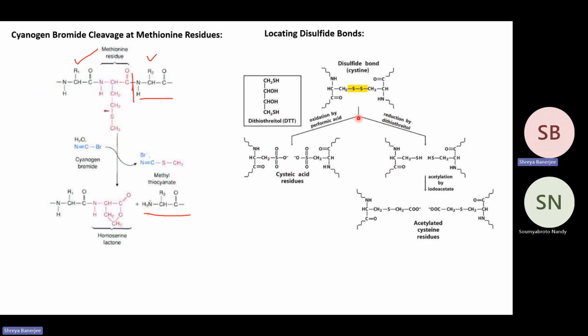Or you can reduce the disulfide bond by dithiothreitol, and again the protein will be cleaved wherever there is a disulfide bond to form 2 SH residues, and then further reactions can be done. So these are different methods of cleaving the protein. One is cleaving them after methionine, and one is cleaving them wherever a disulfide bond is present.